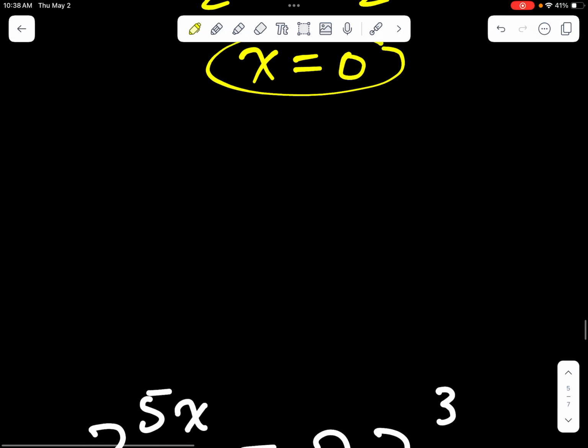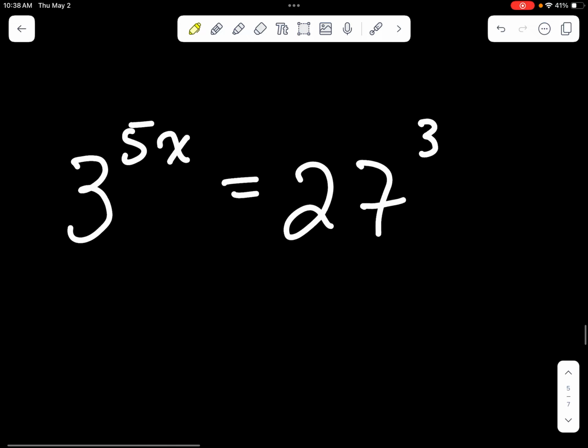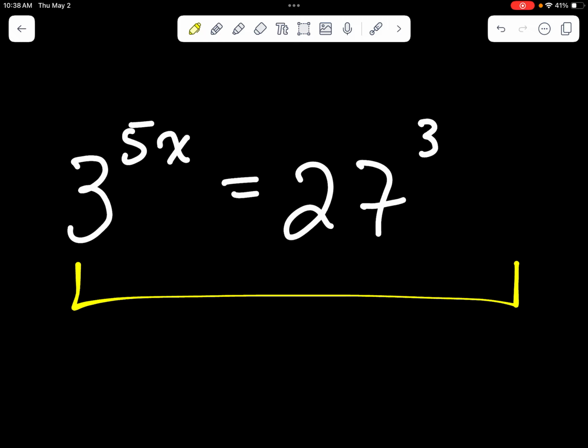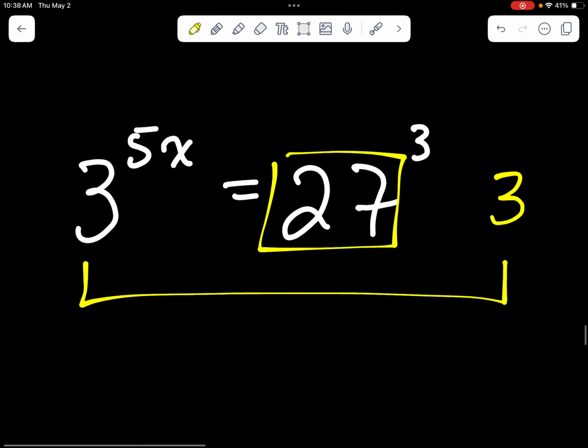All right, let's look at another example. The goal is to get the same base number here, so I want to get a 3 over here. So I need to take 27 and turn it into a base of 3. So 3 times 3 is 9 times 3 is 27. So I know 3 to the third power is 27.